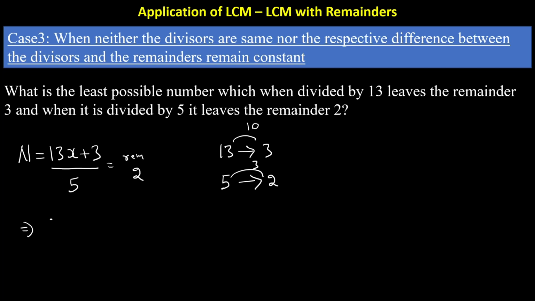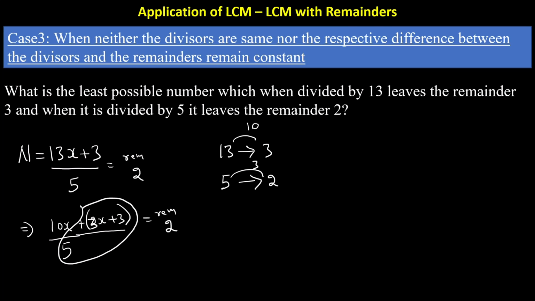Let us divide this 13x plus 3 in the multiples of 5. From 13x, I will take 10x out. 10x by 5, the remainder is 0. But I don't want remainder 0, I want remainder 2. So what is the leftover? That is 3x plus 3. So I want the number in the form of 3x plus 3, which when divided by 5 gives the remainder 2. Now, this will be somewhat easier than the previous one, right?